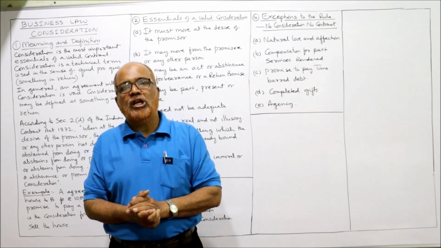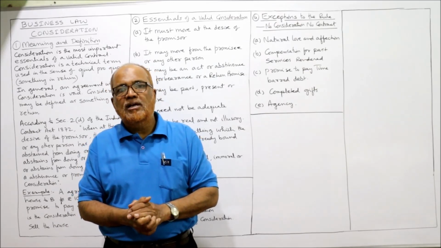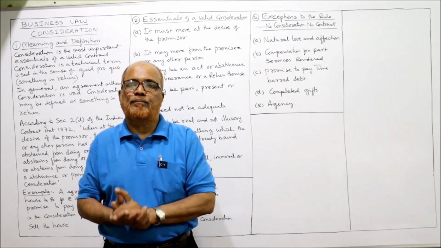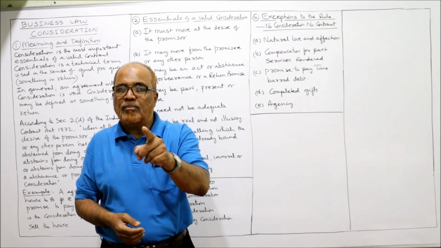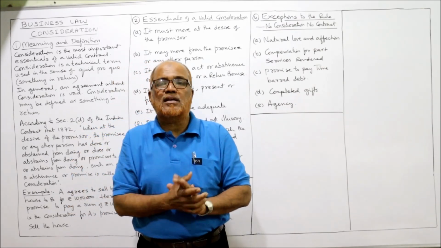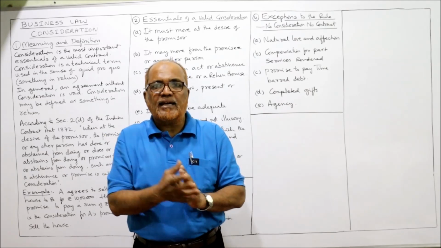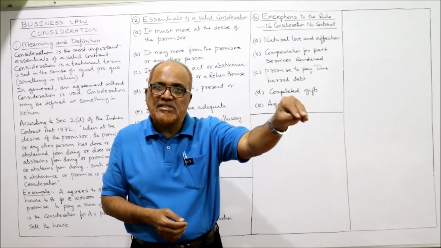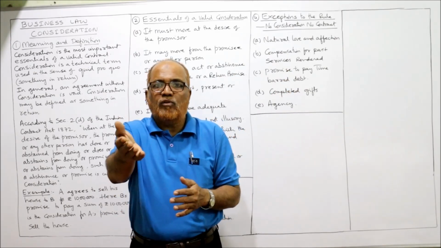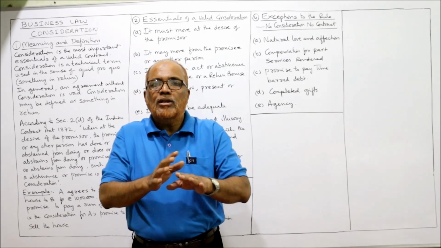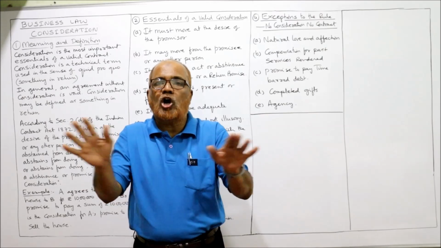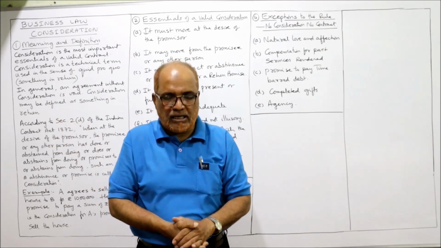No. B cannot recover the amount from D because the consideration should move at the desire of the promiser. Here the promiser is the collector. The collector has directed Mr. B to make the improvement in the market. So consideration is not moving from B. So the court has dismissed the claim of B. B cannot claim any amount from D.